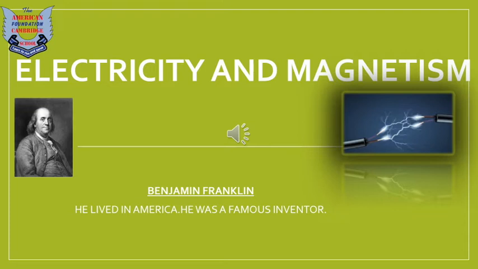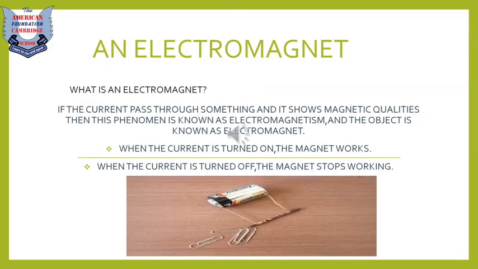We will start a new chapter today, which is electricity and magnetism. Here you can see a picture of a person. Who is he? He is Benjamin Franklin. He lived in America. He was a famous inventor who invented a lot of amazing things with the concept of electromagnetism. The question is, what is an electromagnet?